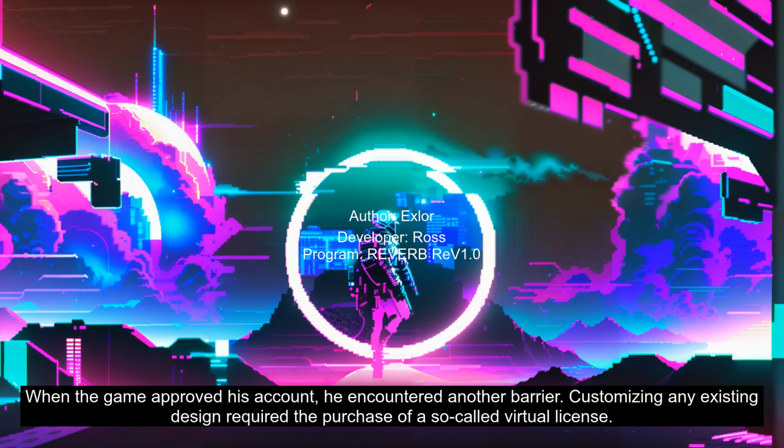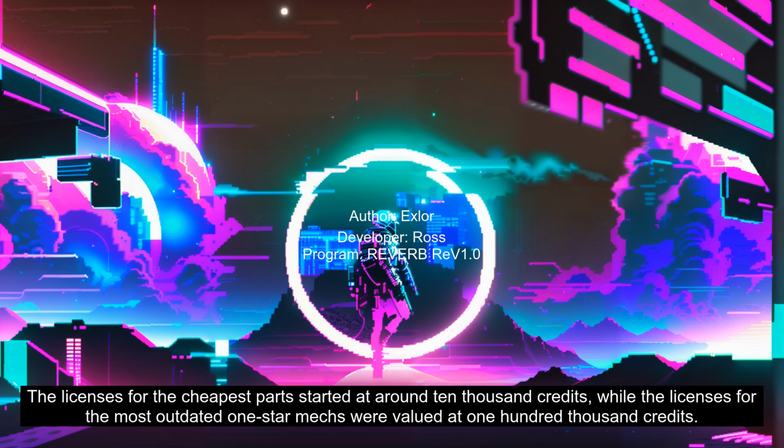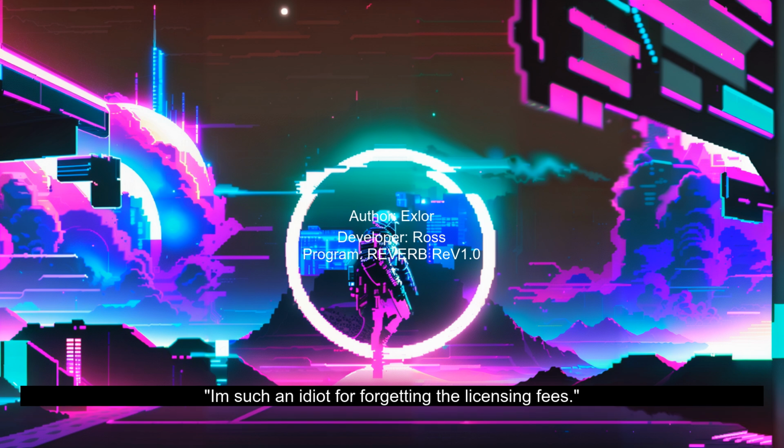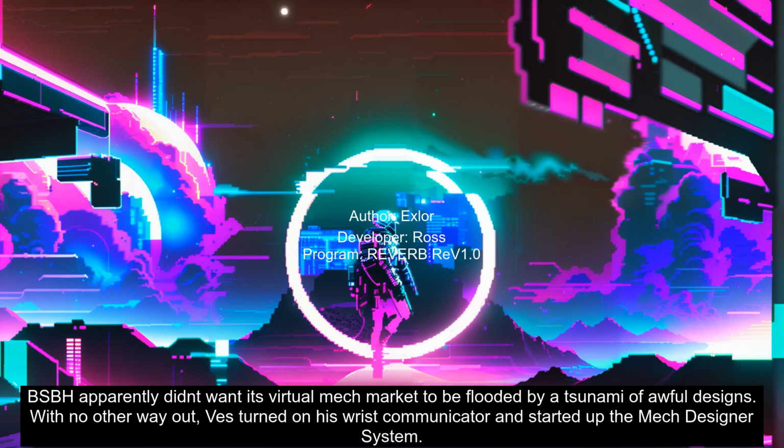Customizing any existing design required the purchase of a so-called virtual license. The licenses for the cheapest parts started at around 10,000 credits, while licenses for the most outdated one-star mechs were valued at 100,000 credits. I'm such an idiot for forgetting the licensing fees. BSBH apparently didn't want its virtual mech market to be flooded by a tsunami of awful designs.